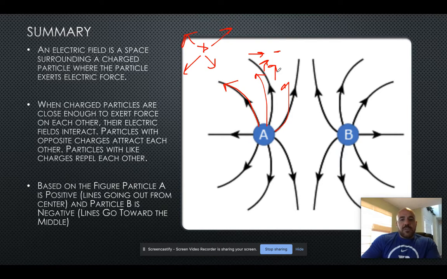When those fields get close enough to each other between two particles, they have interactions. And if they're opposites, a positive and a negative will come together and attract. If they're two positives, like we see in this picture, they get pushed apart. Same thing would happen for two negatives. And that's really the only new thing we needed to talk about.